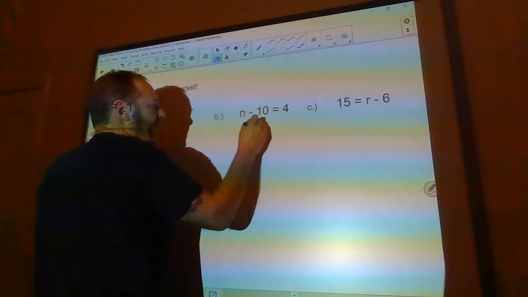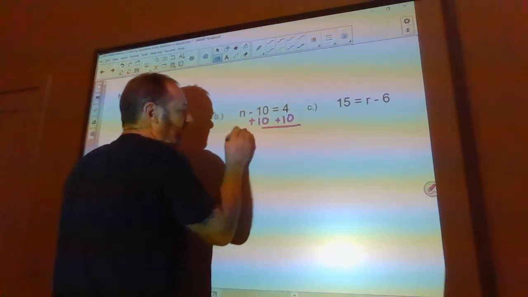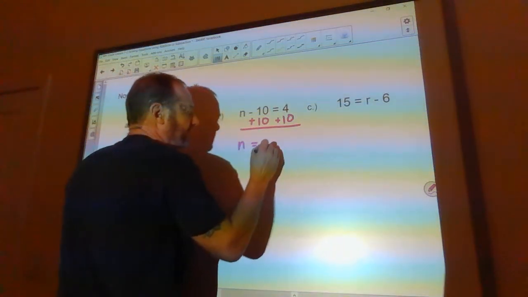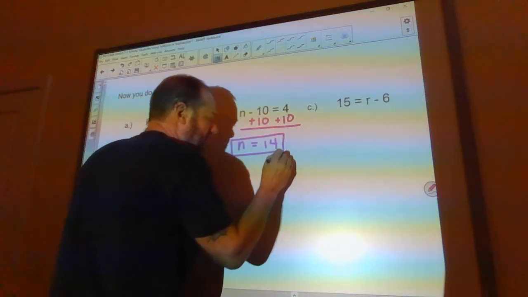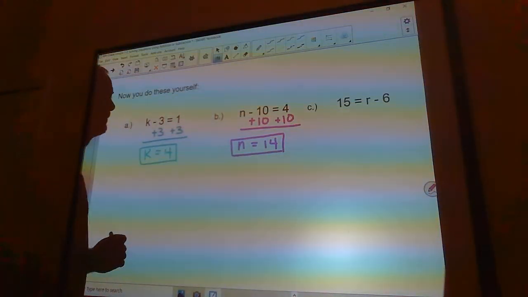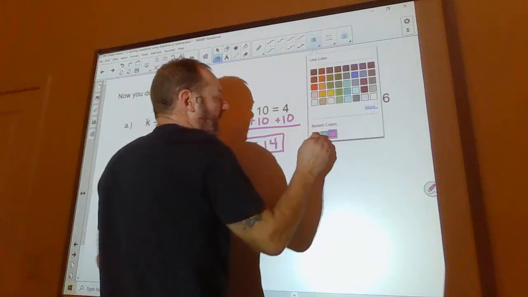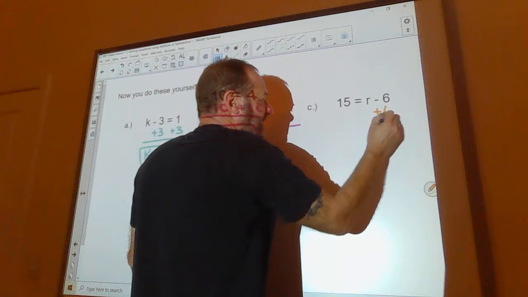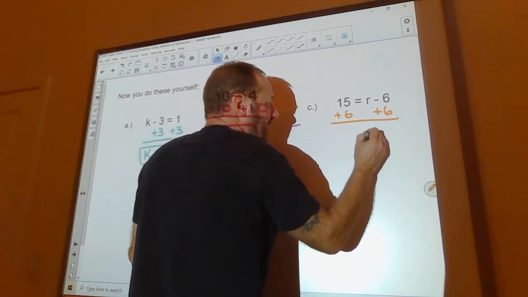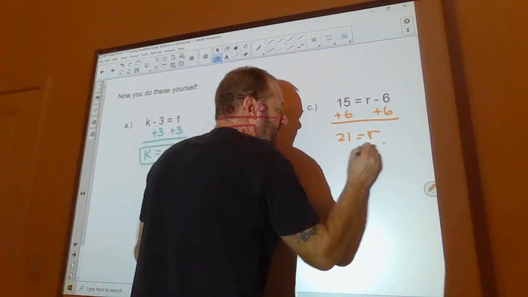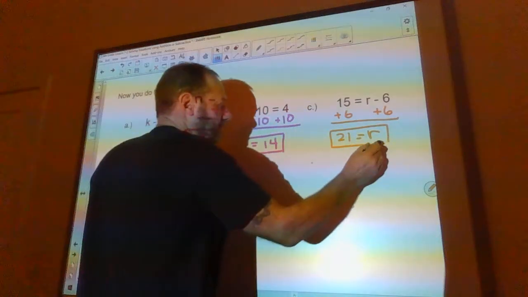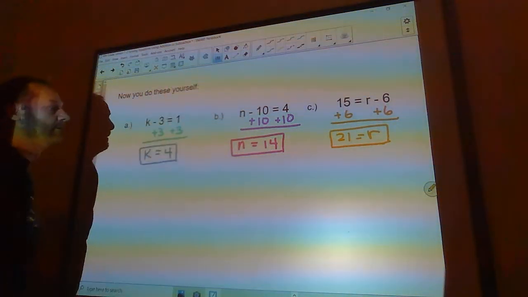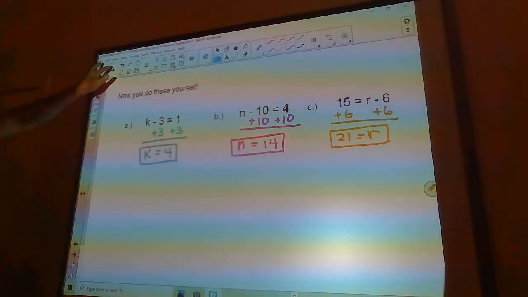On this one, I would add 10 to both sides of the equation. So n is going to be 4 plus 10 is 14. And on this last one, r minus 6 is 15, so I would add 6 to both sides of this equation, and I would get r is 21. Okay, piece of cake. Hopefully you got all 3 of those correct.